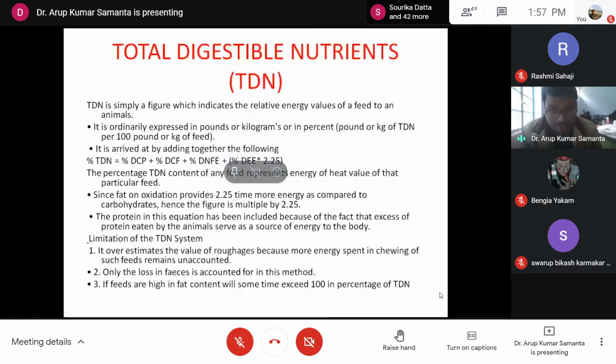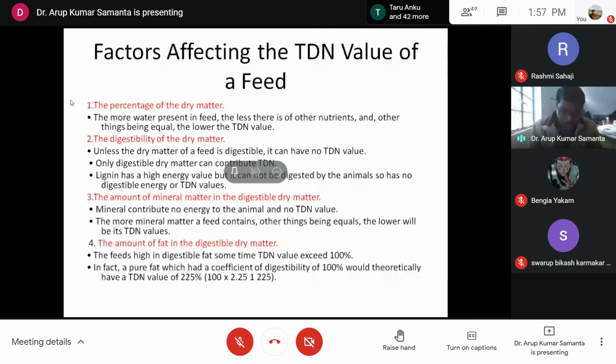Now, what are the different factors which can affect the TDN value of the feed? First one is how much percentage of dry matter content is there. That is the first factor. Second factor is how much portion of the dry matter is digestible, that is the digestibility of the dry matter. Again, it has some effect on the TDN value. Unless the dry matter of the feed is digestible, you won't get the TDN value. Only the digestible dry matter can contribute to the total digestible nutrient. So that is the second factor which can affect the TDN value.